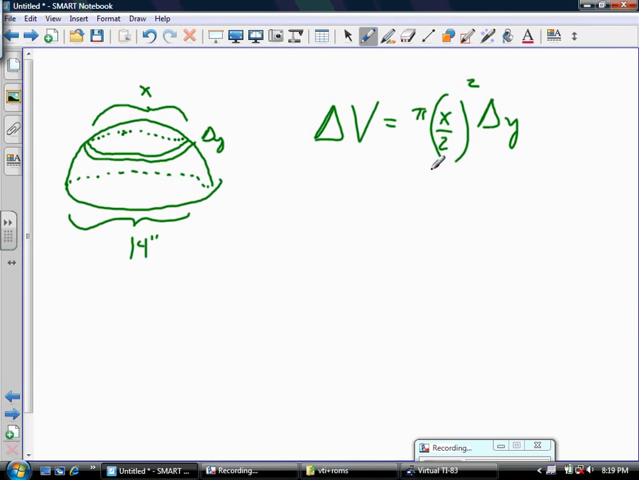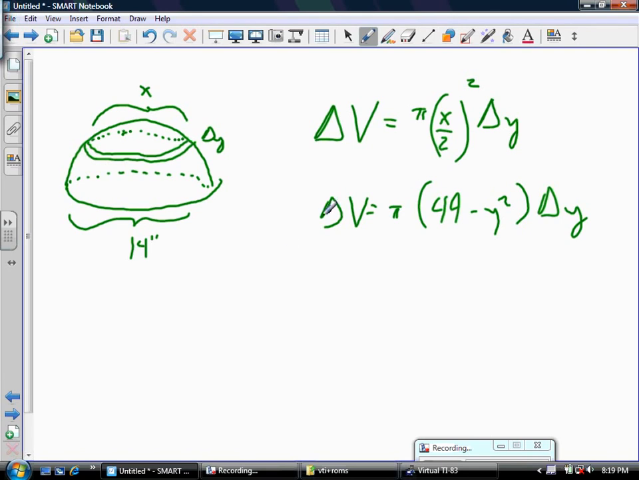Because what is this? This is x squared over 4. So delta V is pi times (49 minus y squared) delta y. Notice how easy this is. There's no trig sub here. This is just power rule. There's not even a u sub if you integrate this with respect to y. It's a lot easier. The volume is actually easier than the area. That's weird, but there you go.